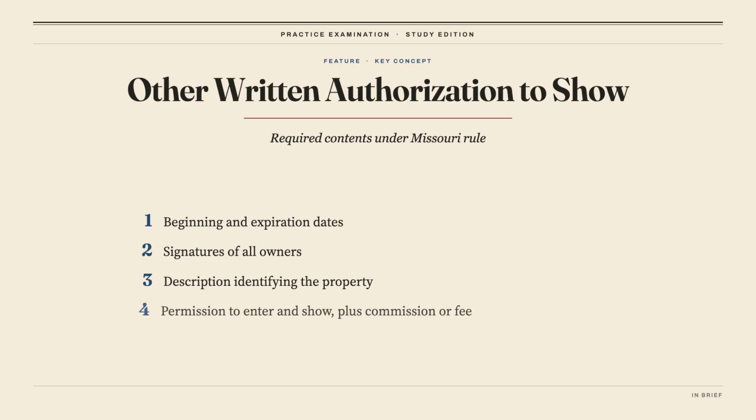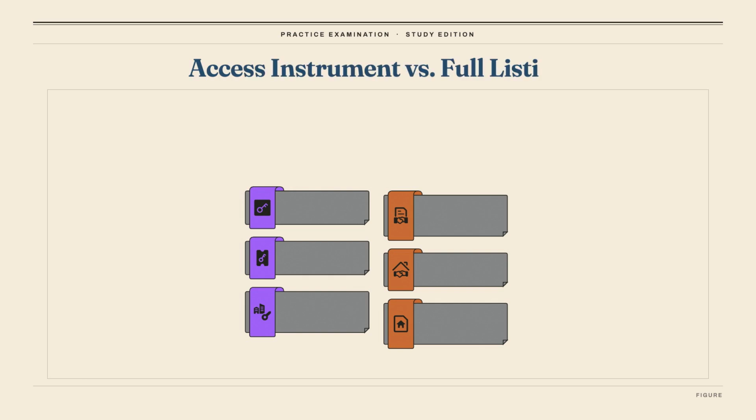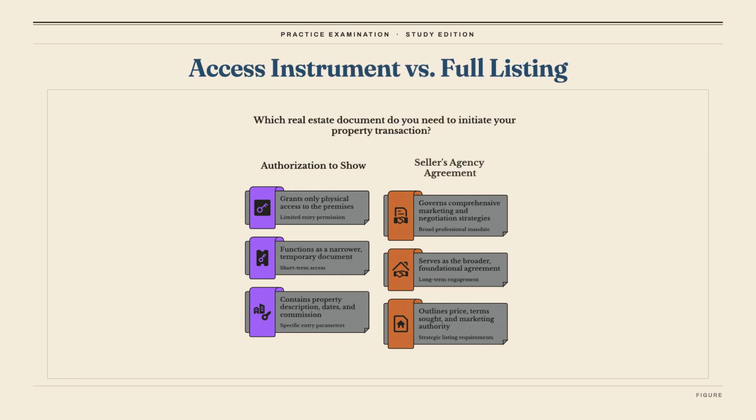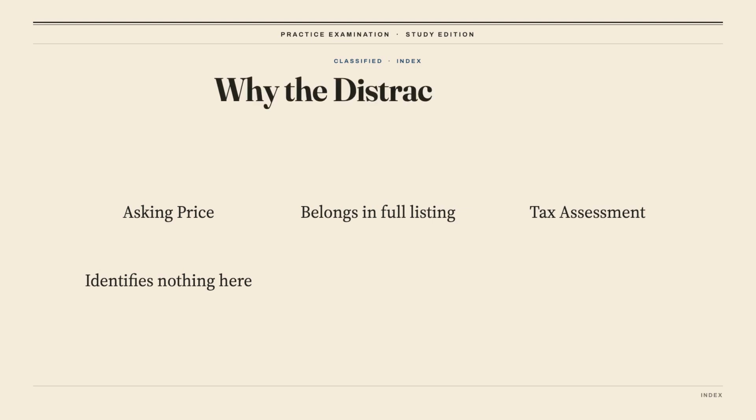Permission to enter and show is the operative term, distinguishing this document from every other agreement in the file. A legal description or a complete street address with city satisfies the identifying requirement, the same standard used elsewhere in Missouri's rules. The dates matter because an authorization that never expires would be an open-ended grant of access to someone's home, so the instrument is built to end on its own.